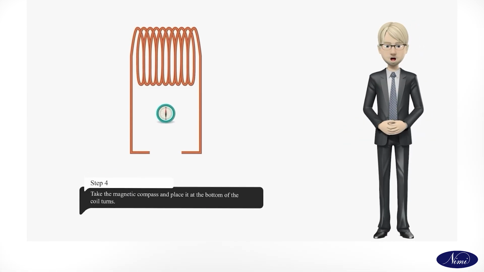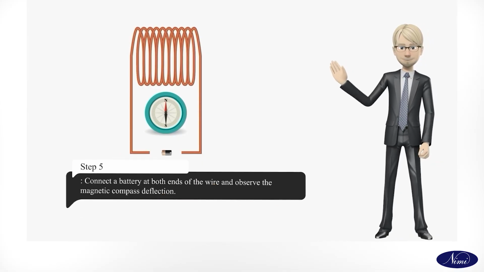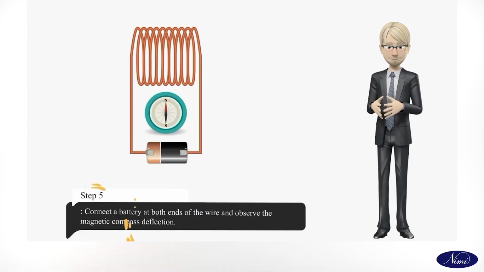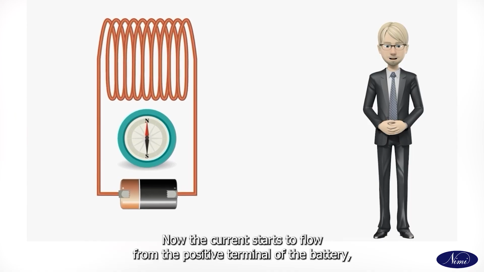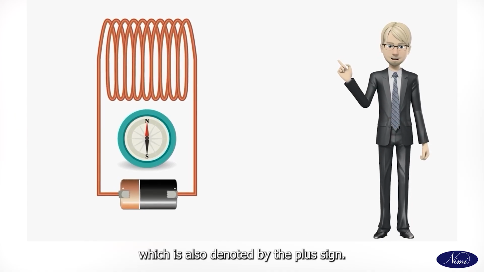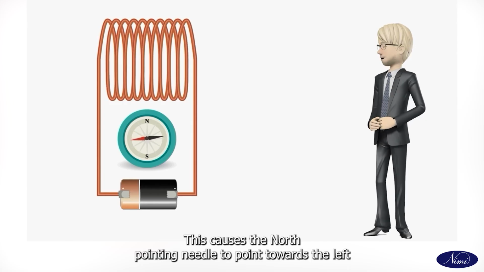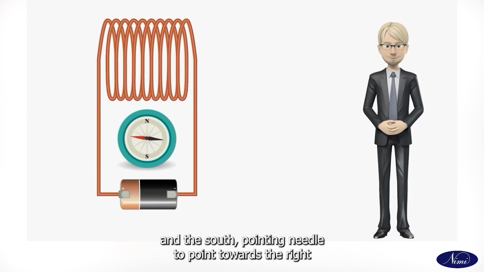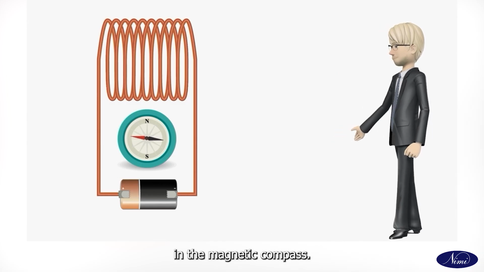Take the magnetic compass and place it at the bottom of the coil turns. Connect a battery at both ends of the wire and observe the magnetic compass deflection. Now the current starts to flow from the positive terminal of the battery, which is also denoted by the plus sign. This causes the north pointing needle to point towards the left and the south pointing needle to point towards the right in the magnetic compass.